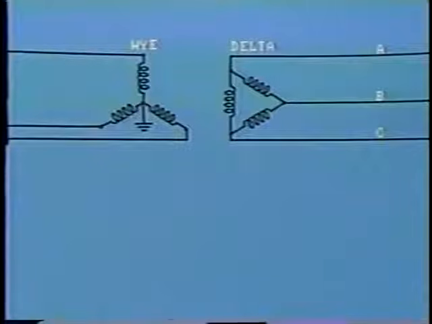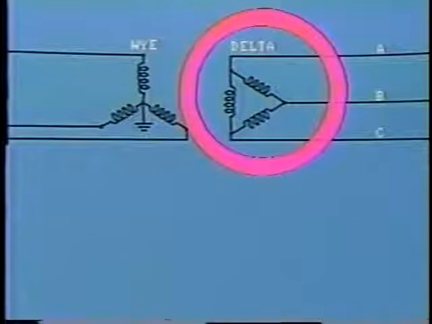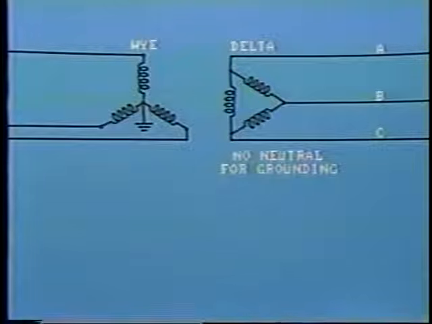I'm sure you may already be thinking, but where is the path for ground fault current to flow when the transformer secondary is delta connected? There is no neutral point for grounding.